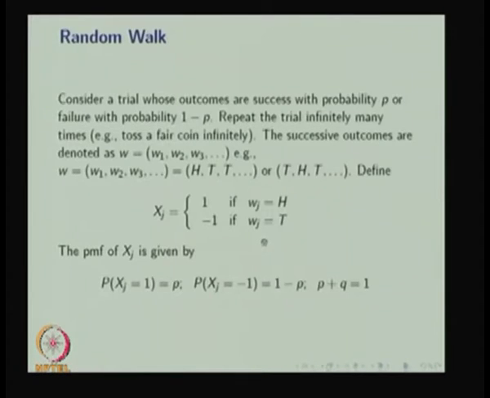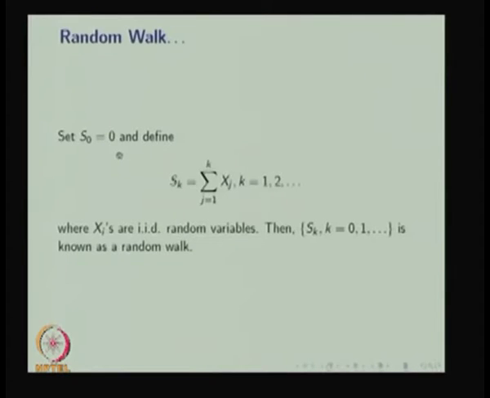Now we define a sequence of other random variables. Start with S0 equal to 0. We define the sum of the first k random variables as Sk, where k is running from 1, 2 and so on. Here the Xi's are IID random variables, and the sequence of random variables Sk is a random walk with S0 equal to 0, where the Sk's are nothing but the sums of the first k Xi random variables.